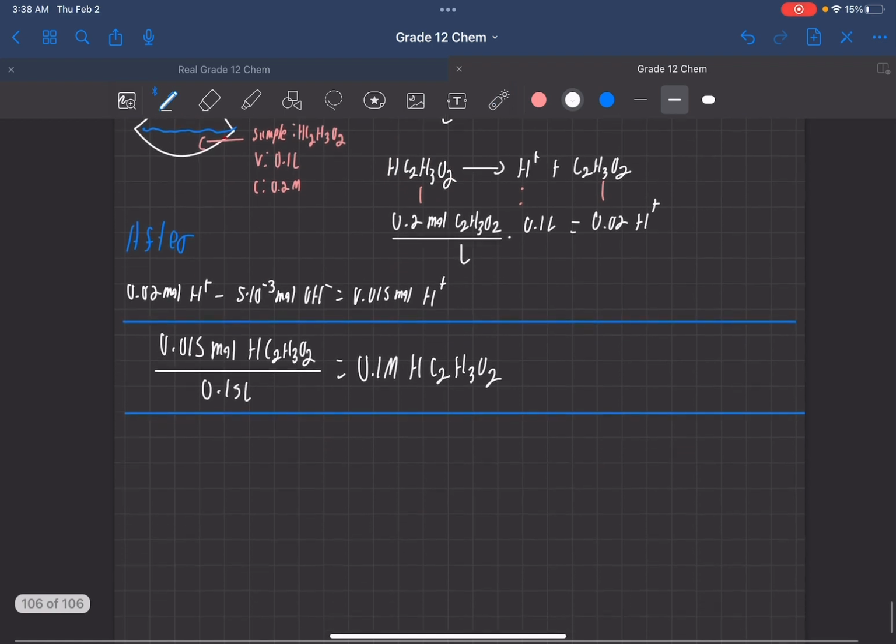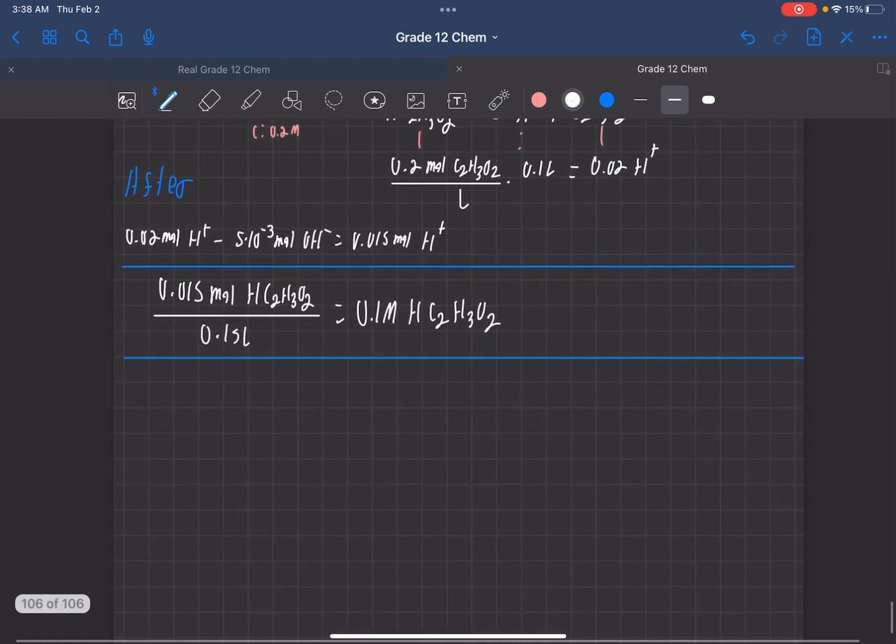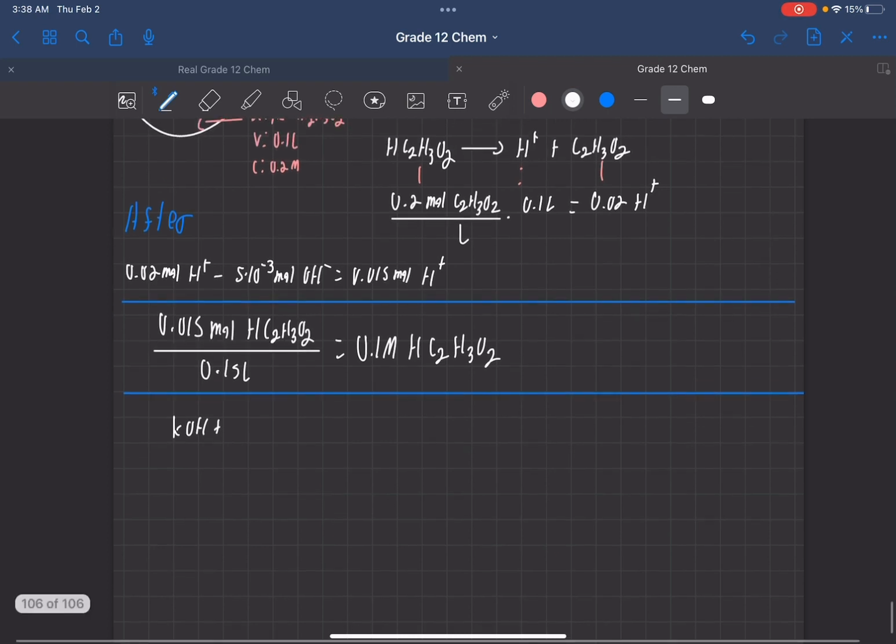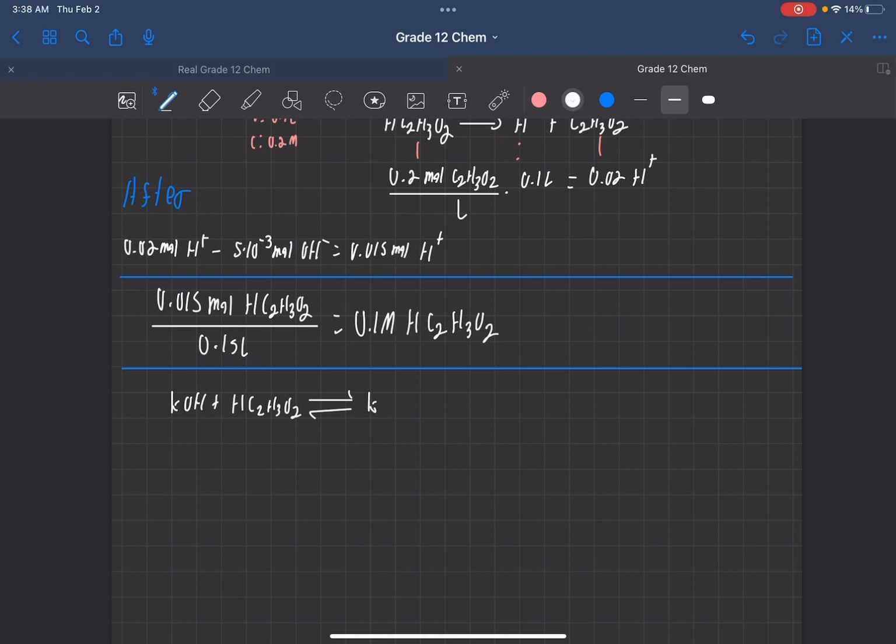So let's write a little equation, right? So potassium hydroxide, so KOH, plus ethanoic acid, HC2H3O2. That's going to create a salt, right? The cation from the base and the anion from the acid. So potassium ethanoate, I believe, plus water.